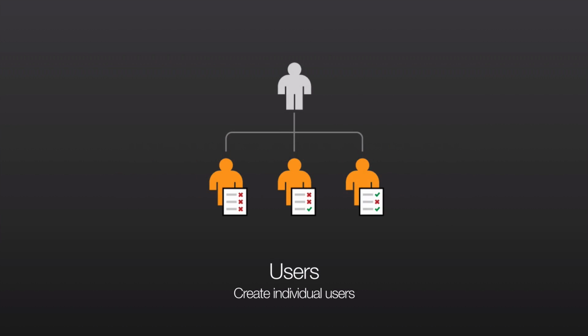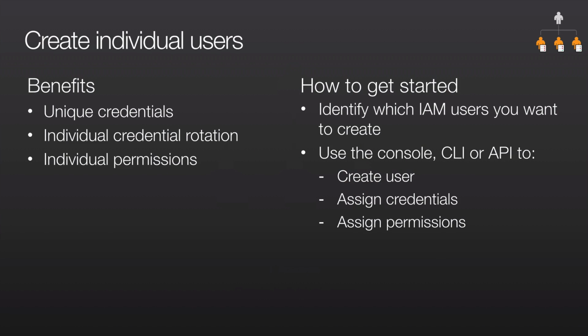The first is users, and it's very important with IAM to create individual users that have unique credentials, and then they inherit the ability to individually rotate those credentials and also manage permissions individually for each user. And getting started with this is very simple. You just need to identify which IAM users you want to create in order to meet those separation objectives of unique credentials, rotation and permissions. And then you're going to use the console, the CLI or the API to create users, assign credentials and assign permissions to them. And it's that simple.